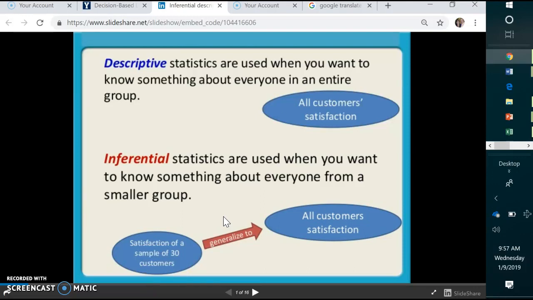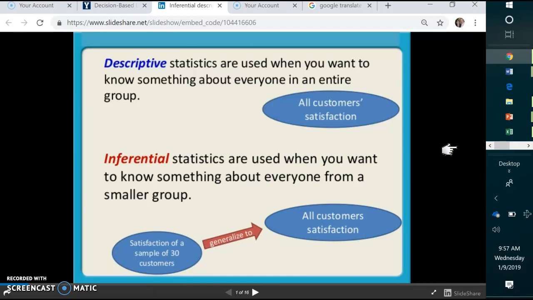Now, inferential statistics are more typical. They're used when you want to know something about everyone, but you do it from a smaller group. If you have 10,000 customers, it's unlikely you're going to be able to survey all of them and they're all going to respond. So you pick a random sample, and based on how they respond, it generalizes to the larger population. That's the idea. So Chris, could you explain back to me in your own words the difference between descriptive and inferential statistics?